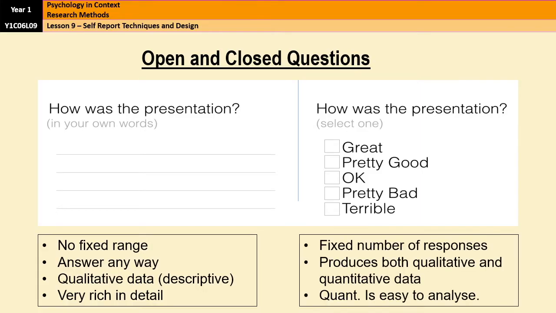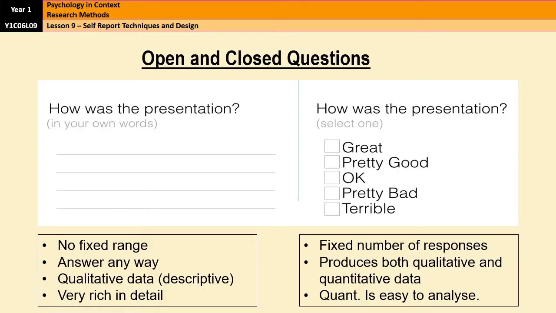Closed questions, on the other hand, involve having a fixed number of responses. You can produce both qualitative data and quantitative data when you use closed questions. Quantitative data is numerical data. So for example, on the screen right now, you've got an example of closed questions that would produce qualitative data because it's descriptive. But I could very easily turn that into quantitative data if I wanted to by counting up how often every response gets said.